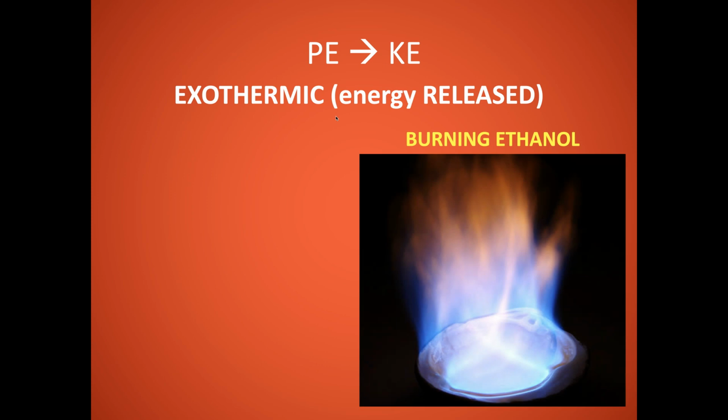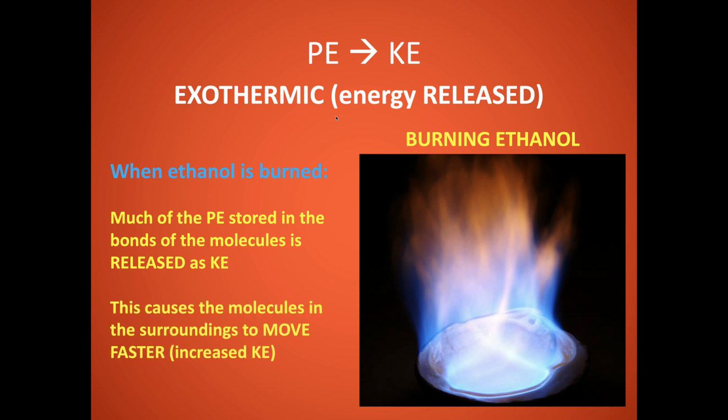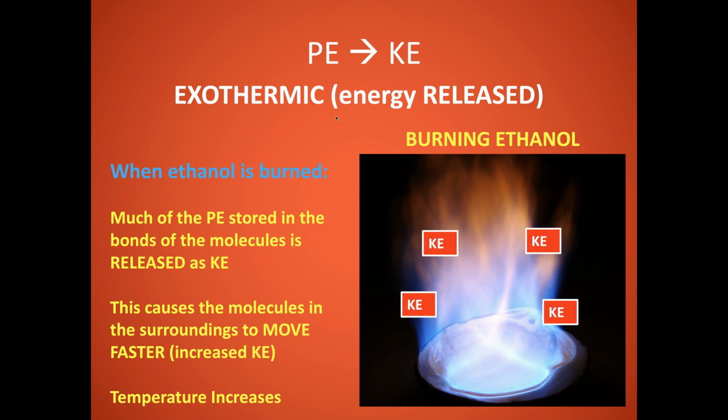So if we burn something, we're taking energy that's stored in the chemical bonds, that's potential energy stored in the chemical bonds, and we release it as kinetic energy. Potential decreases, kinetic increases, and we feel that kinetic energy as heat. That's exothermic changes. The potential energy lost will always equal the kinetic energy gained. That's the law of conservation of energy.